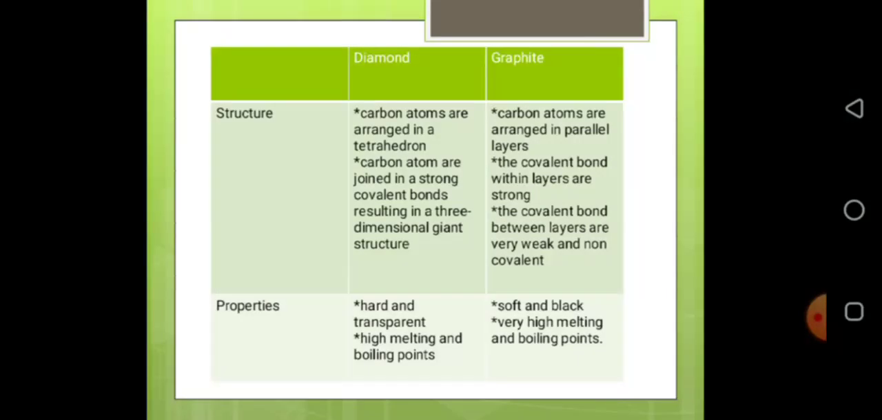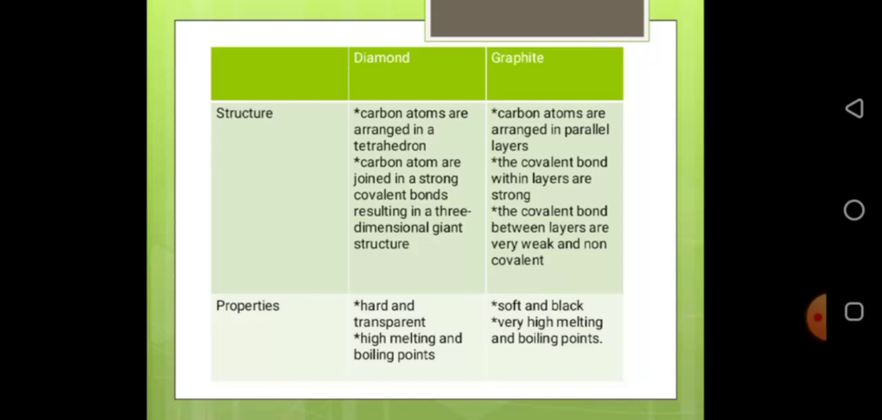Then in graphite, carbon atoms are arranged in parallel layers. So this is also a difference between diamond and graphite. The covalent bonds within a layer are strong in graphite, but the bonds between the layers are very weak and non-covalent. So these are the structural differences between diamond and graphite.